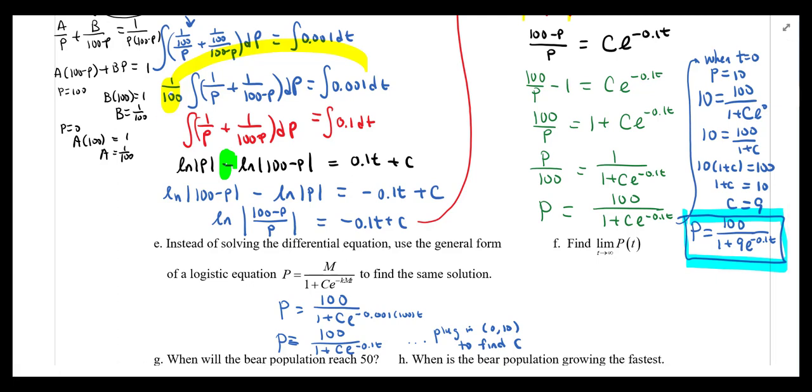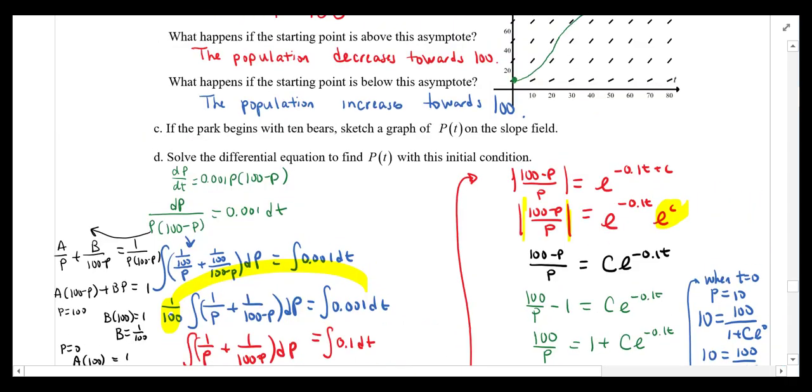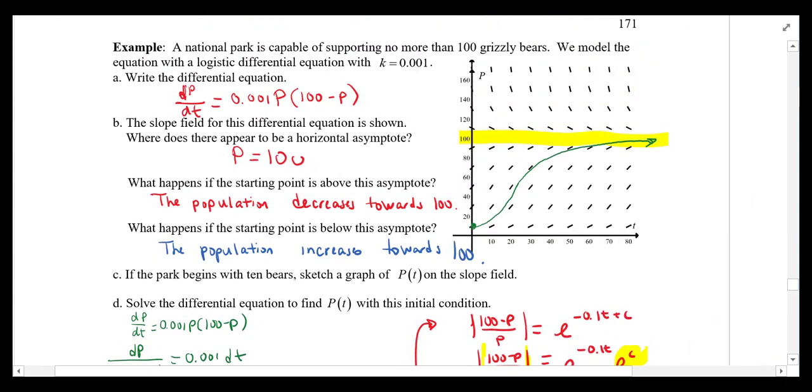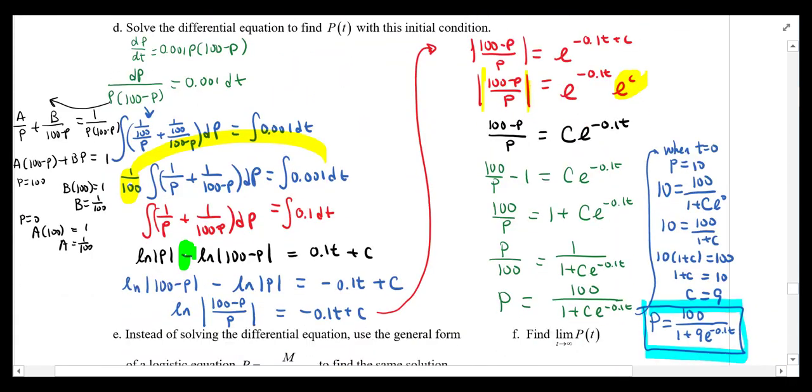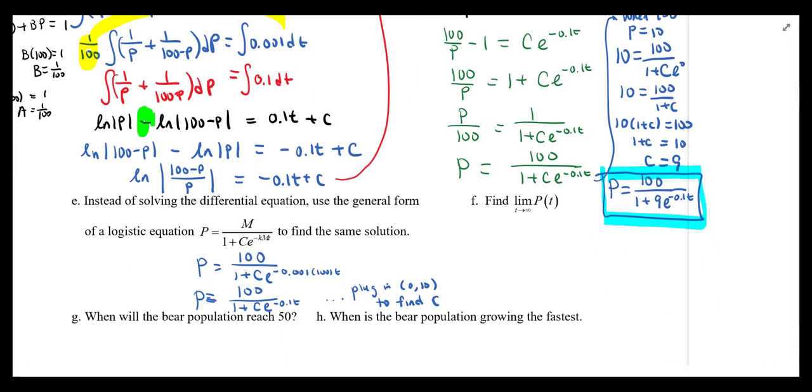Now, in question F here, it says, can you find the limit as t approaches infinity? Well, I think you already know the answer to that, right? Looking at the graph, as t goes to infinity, it looks like it approaches 100. But can you actually prove this with the equation?